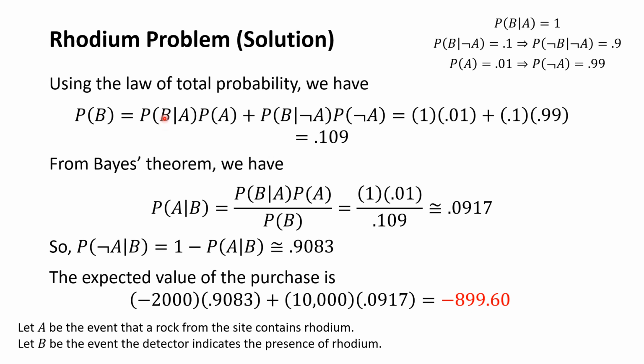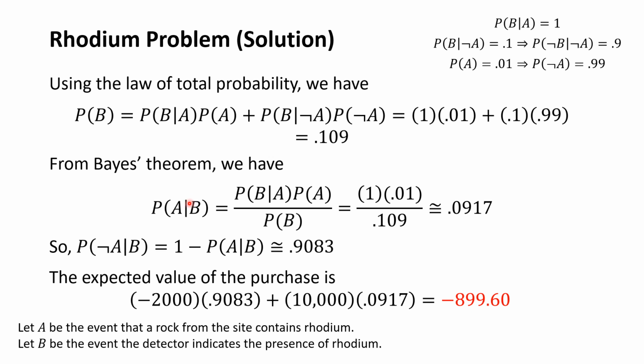So this probability B given A is 1. We computed that. And the probability of a rock of this type from this site has rhodium is pretty small, 0.01. And then the probability of B given not A, we computed that to be 0.1. And then this is the probability that a rock from this site does not have rhodium, and that's pretty high. It's 99%. So you just multiply and then add these up. You get 0.109, and now we can apply Bayes' rule.